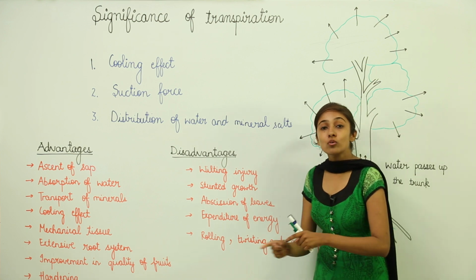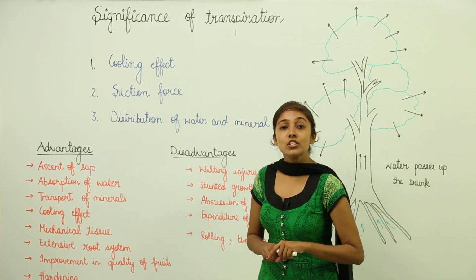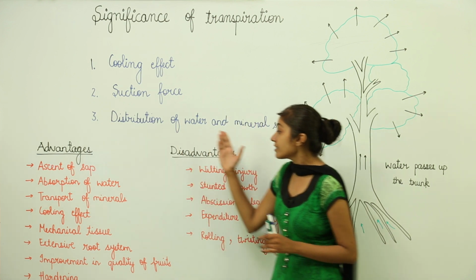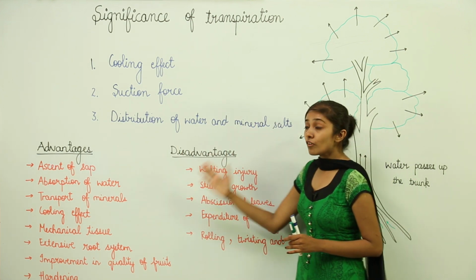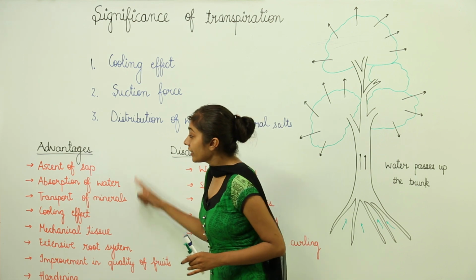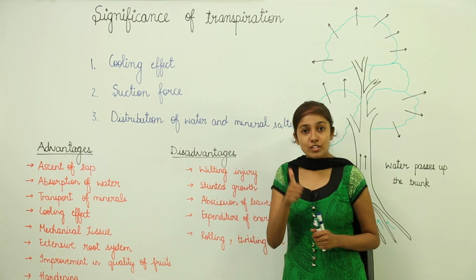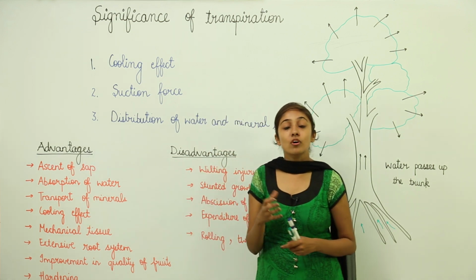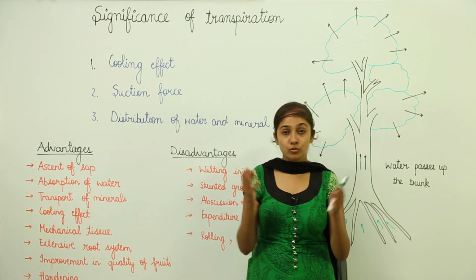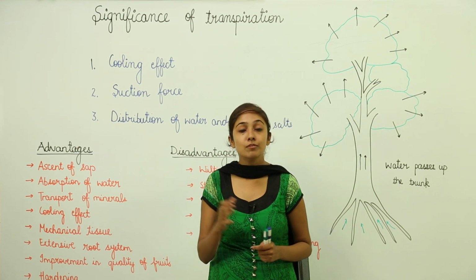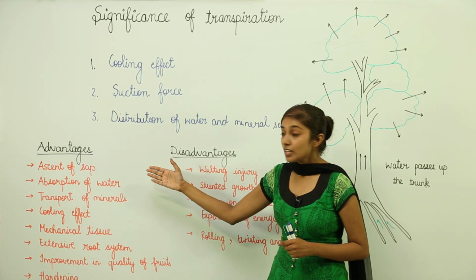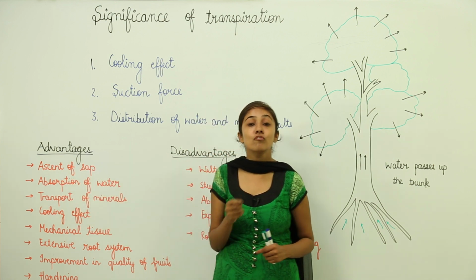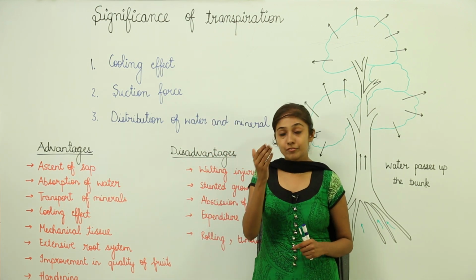Now, as I told you earlier, transpiration is a necessary evil. Why is it so? Because it has advantages and disadvantages. First of all, let's discuss the advantages of the transpiration process. First of all, we have ascent of sap. Now, as you know, the process by which the water moves up through the xylem vessels and reaches other parts of the plant, we call it ascent of sap. So, transpiration helps in the ascent of sap, meaning movement of water upwards.